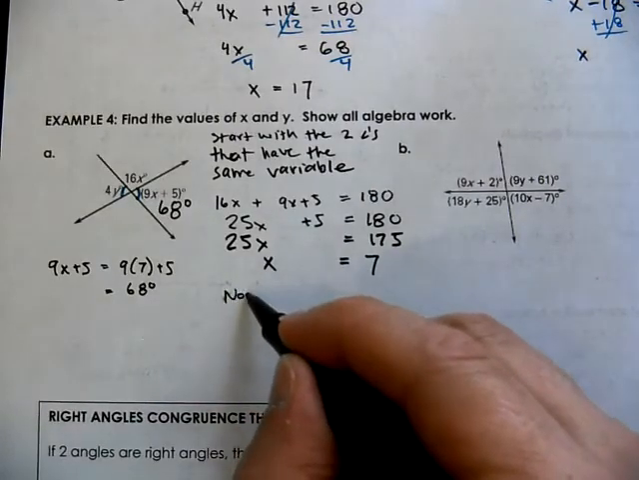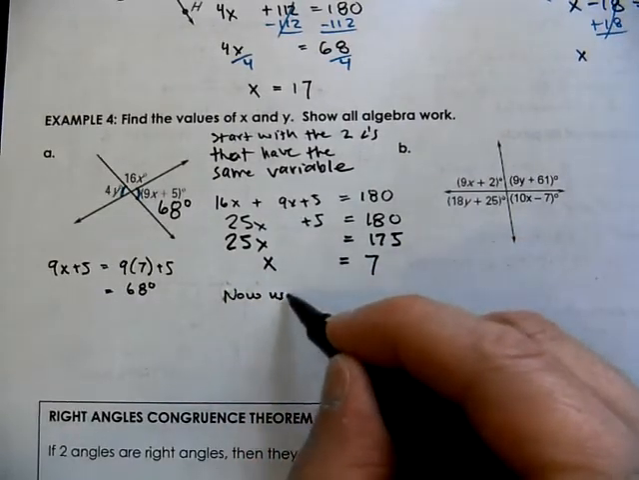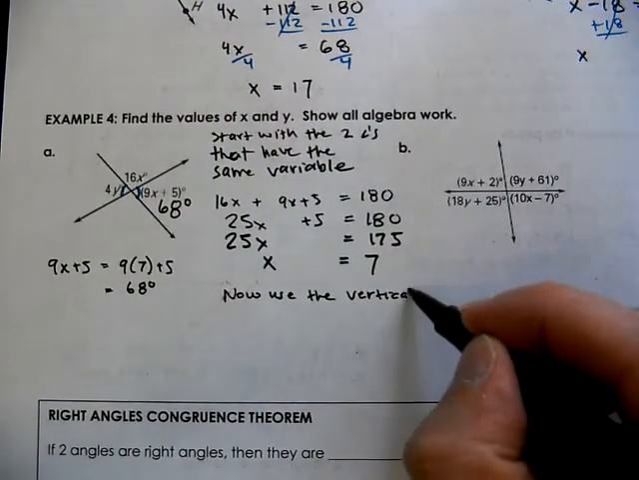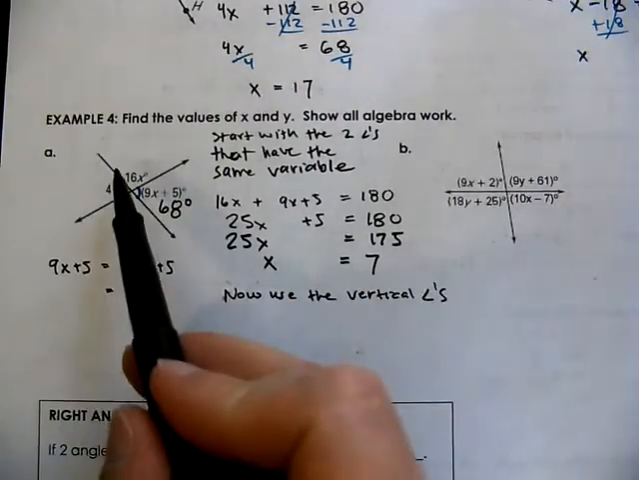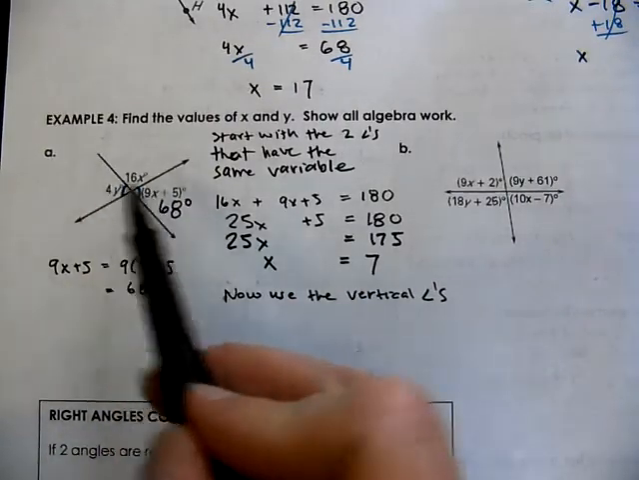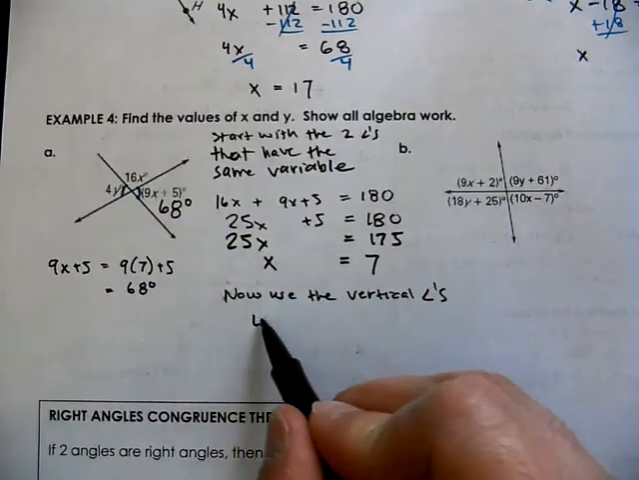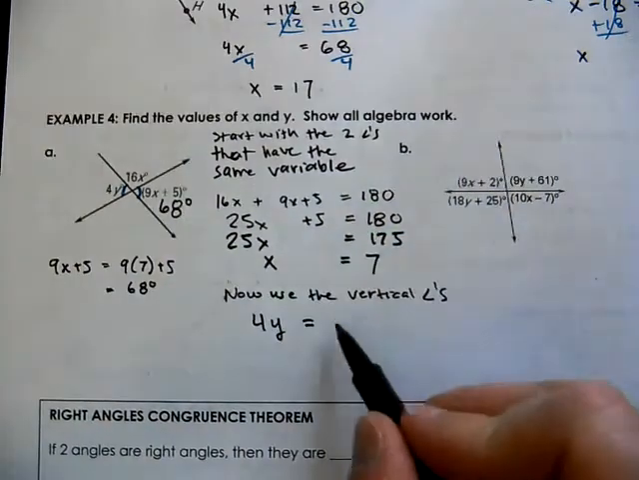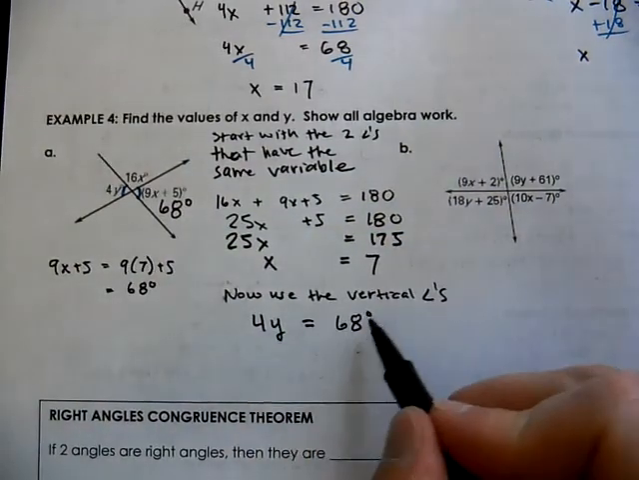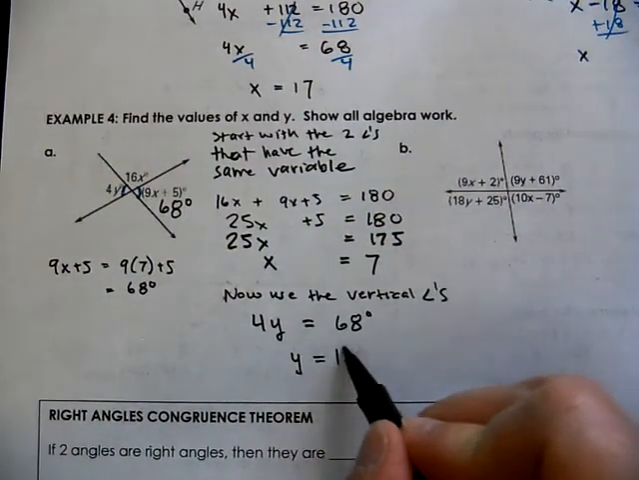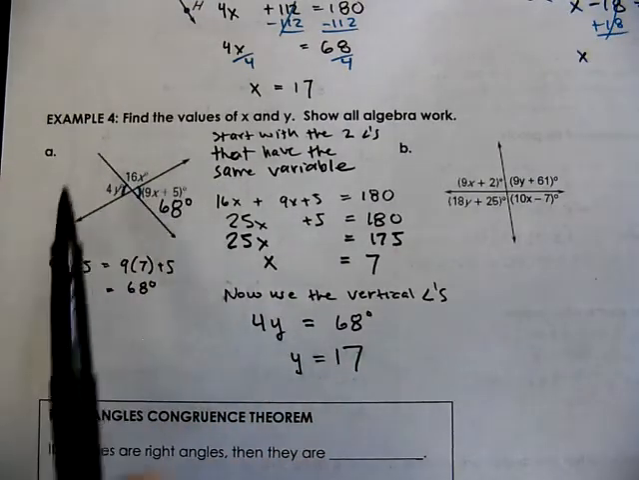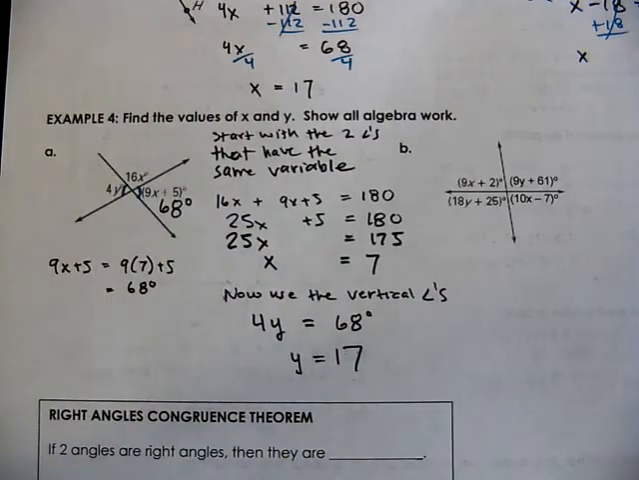So our next step here is now we're going to use the vertical angles to solve for y. Meaning the angle on the left here and the angle on the right. So we know vertical angles are congruent, so that means the angle of 4y is equal in size to the angle on the right, which we now know is 68 degrees. So we divide away the 4, and we get a result of 17. So part of the trick here is reading the information and picking a good place to start. So let's try that again with part B.